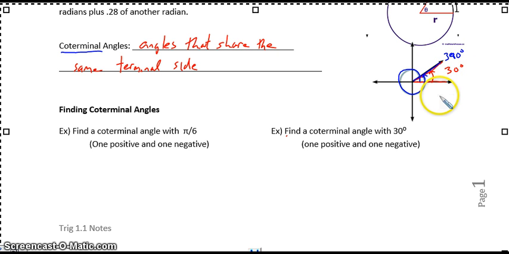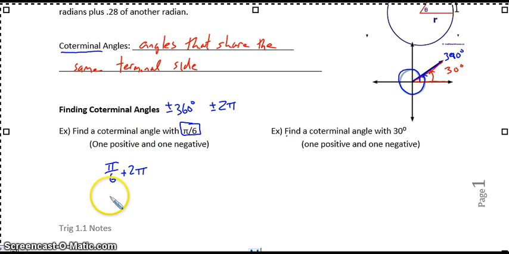You can have positive or you can have negative coterminal angles. So if you're trying to find coterminal angles, all you need to do is add or subtract 360 degrees from the angle that you're given. If you're given the angle in radians, then you would add or subtract 2 pi, since 2 pi and 360 degrees are the same measurement. So if I want you to find coterminal angles with pi over 6, you simply take pi over 6 and add 2 pi to that. I'm going to add to get the positive one, and then I'll do pi over 6 minus 2 pi.